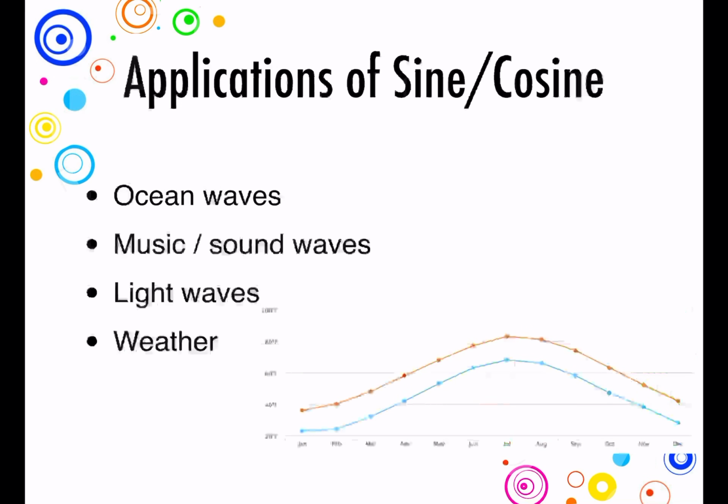And that's kind of what you see in this diagram below. There's a temperature graphed over the course of a year, and you'll notice the temperature kind of goes up and down, and that process would repeat as we move into another year. And that's what happens with sine and cosine waves.